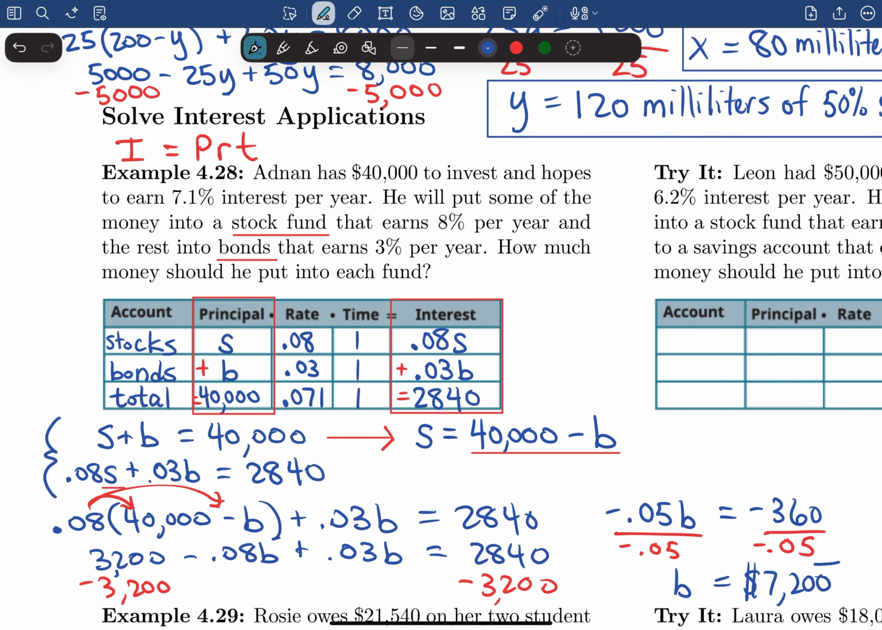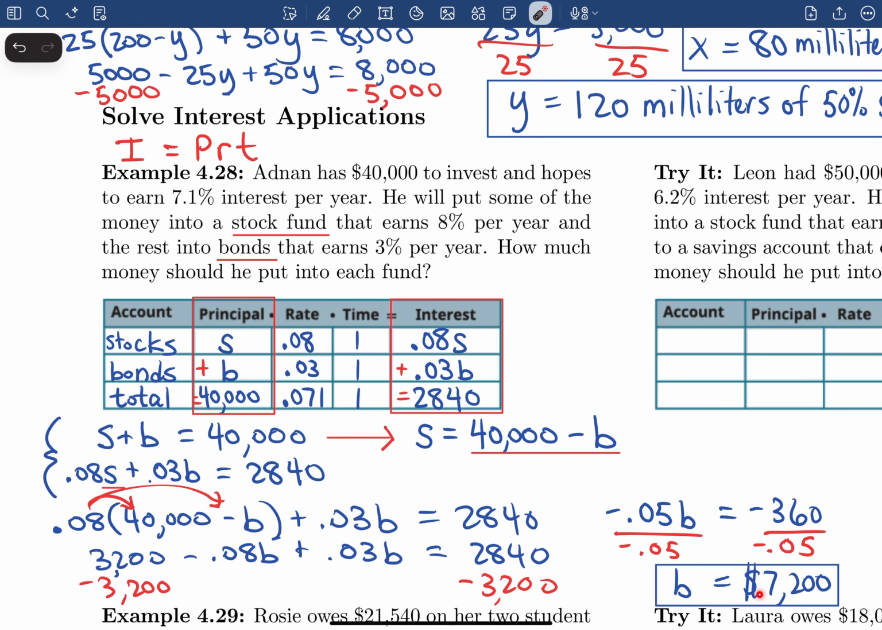Okay? Well, what does that mean? That means $7,200 should be invested into the bond fund. Okay? And so now we can use this simple equation right here to find the rest that should be put into the stock fund. Sorry, B is $7,200. That is the bonds, right? And that's what we call B. B is the bonds, $7,200 of bonds. Now we have to find the stocks.